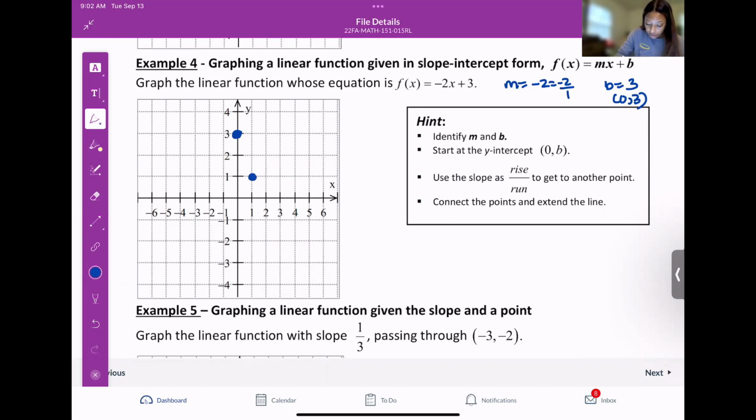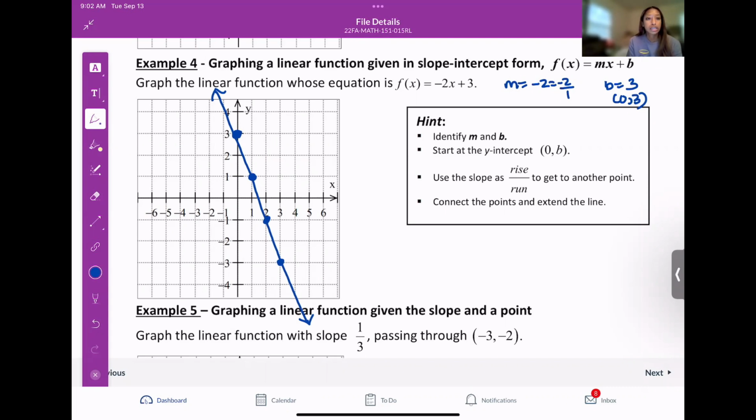Okay, we can do this again. Down 2 units and to the right 1 unit, down 2 units and to the right 1 unit. All right, connecting these points will give us a graph of our line. That's not a good line. There we go, that one's pretty straight. Ta-da! This is the graph of the line f of x equals -2x plus 3.